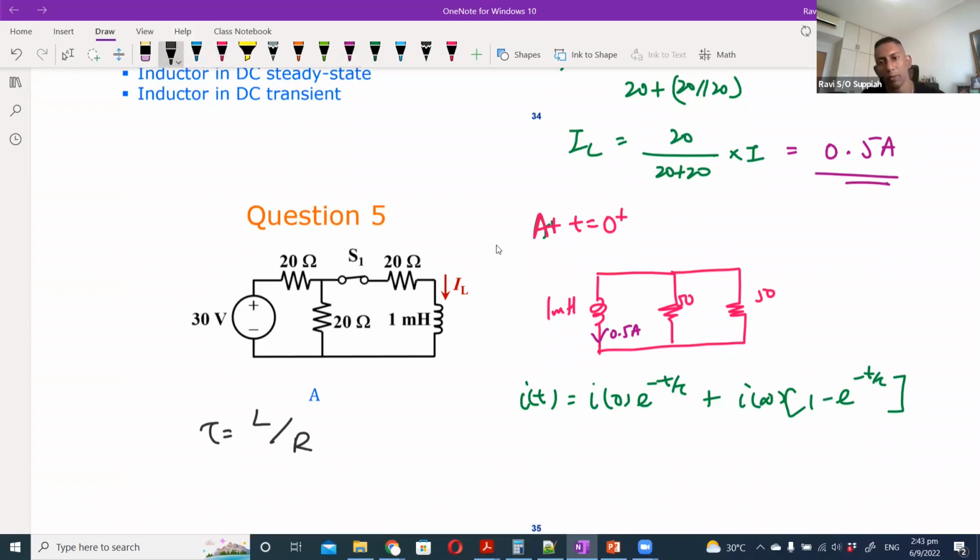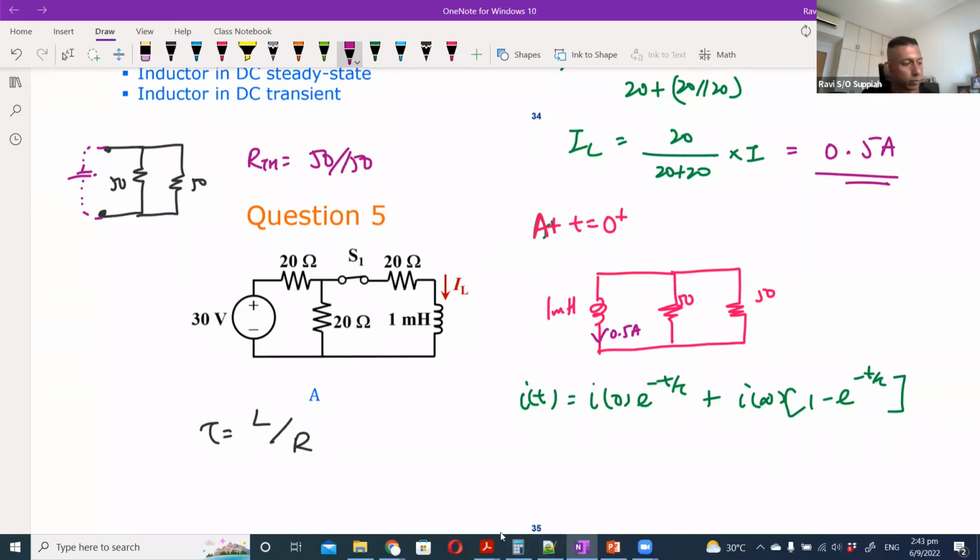So if you apply the Thevenin's equivalent, then it looks like this, correct? I imagine that I open circuit here, then I have two resistors, which are 50 and 50. If I imagine that this is an imaginary source, then the current would split through 50 and 50. So the Thevenin's equivalent resistance will be 50 parallel with 50. So the time constant here would be 1 milli over 50 parallel with 50.